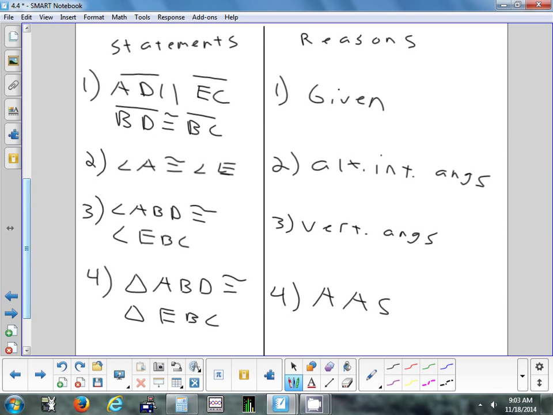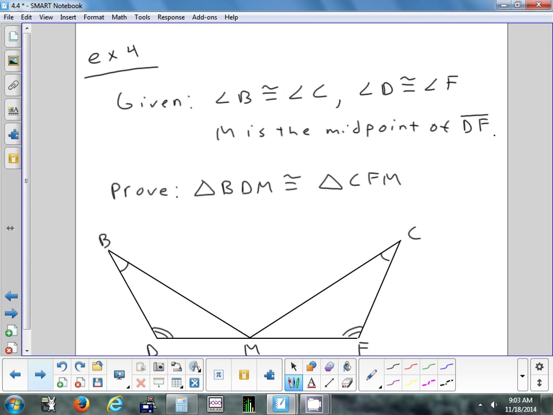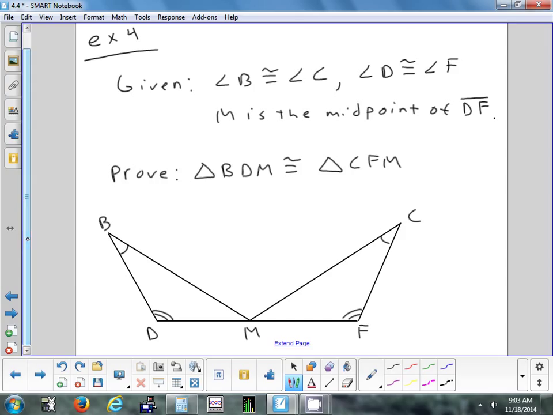Okay, so most of these triangle proofs, they're not very long. Sometimes they're between 3 steps and 5 steps, most of the time, especially if you combine the given information into one statement. Okay, let's try this one. Yeah, I think this will be our last one.